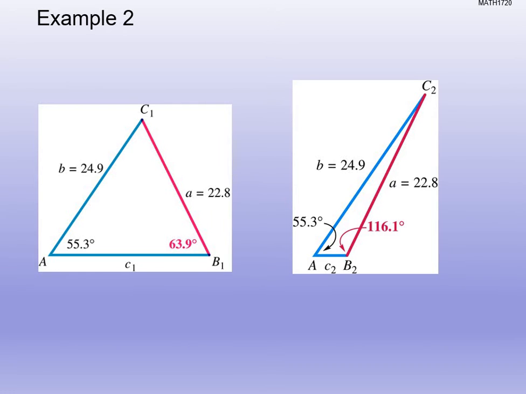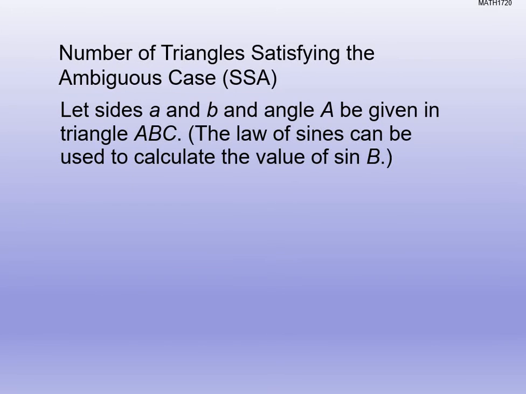All right, so the one on the left, that's the first one we did. That's based on the first quadrant angle of 63.9. The one on the right is based on the second quadrant solution, right, that was 116.1 degrees. So those are the two triangles that we can possibly calculate when doing this problem.